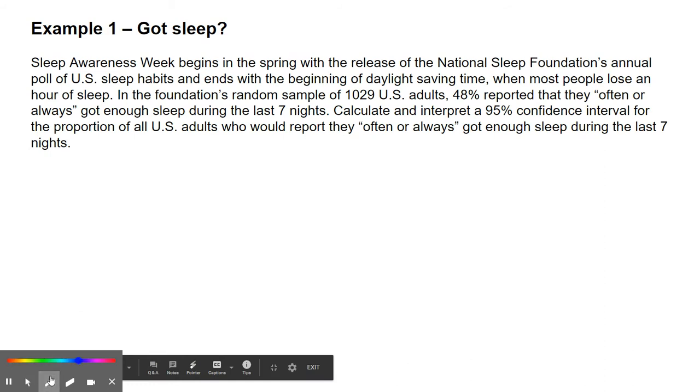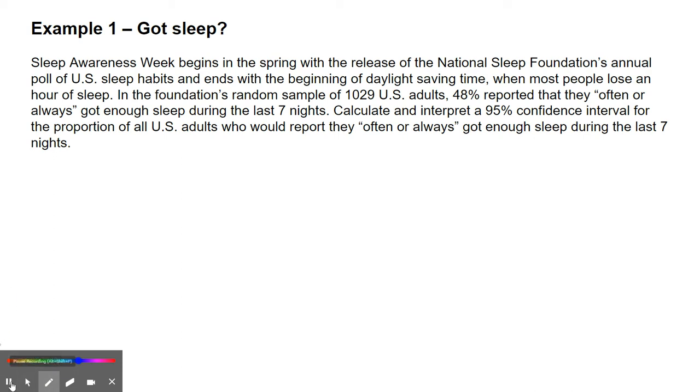Example 1, got sleep. Sleep Awareness Week begins in the spring with the release of the National Sleep Foundation's annual poll of U.S. sleep habits and ends with the beginning of daylight saving time, when most people lose an hour of sleep. In the Foundation's random sample of 1,029 U.S. adults, 48% reported that they often or always got enough sleep during the last 7 nights. Calculate and interpret a 95% confidence interval for the proportion of all U.S. adults who would report they often or always got enough sleep during the last 7 nights.